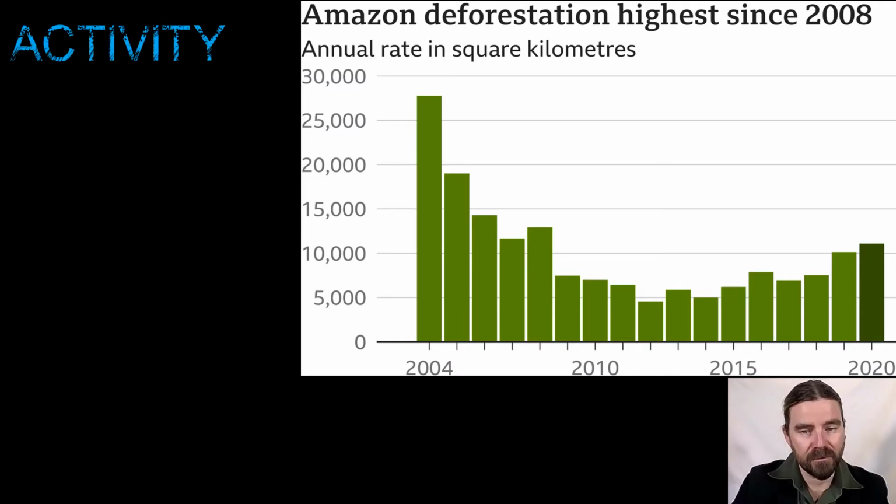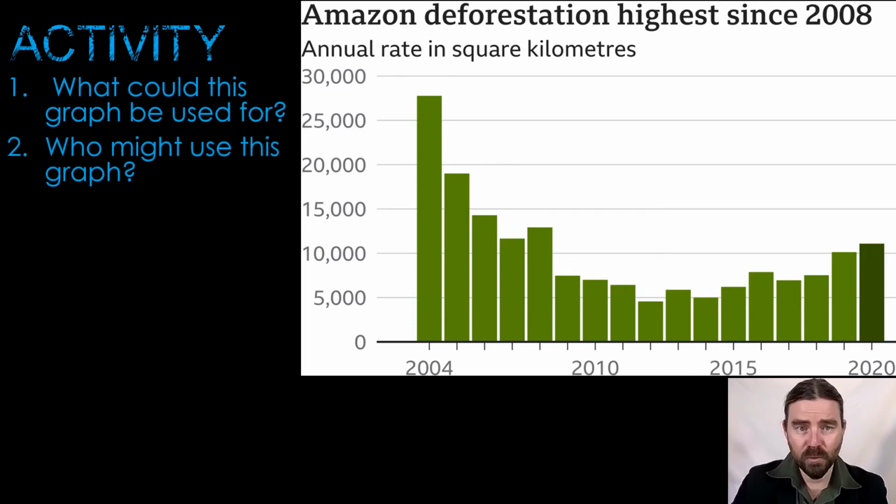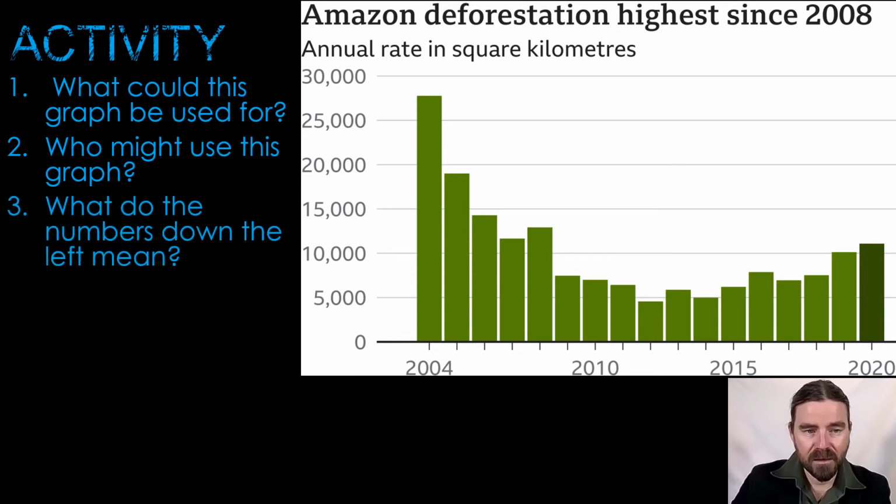It's activity time. Here's a graph. And I have 5 questions for you about that graph. What could this graph be used for? Who might use that graph? What do these numbers mean?